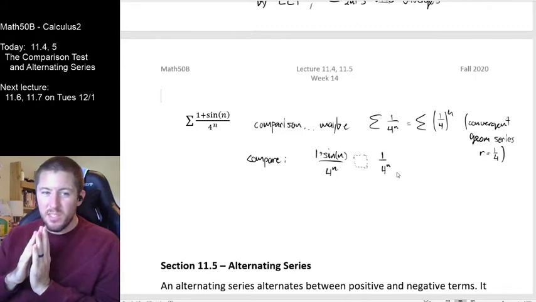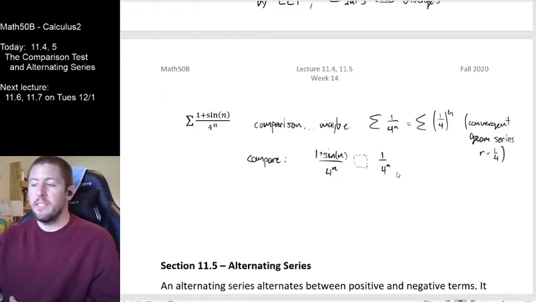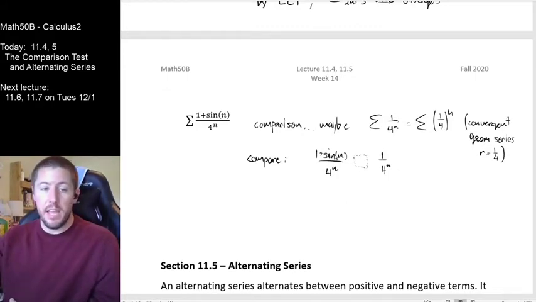You should notice that this one's kind of an issue. You should notice that sine sometimes takes on values like, for example, -0.5. And in the -0.5 case right there, we'd only end up with a numerator of 1/2, which would make this a smaller term. On the other hand, sometimes sine spits out values like +0.5. In that case, this would be 3/2, in which case this would be larger.